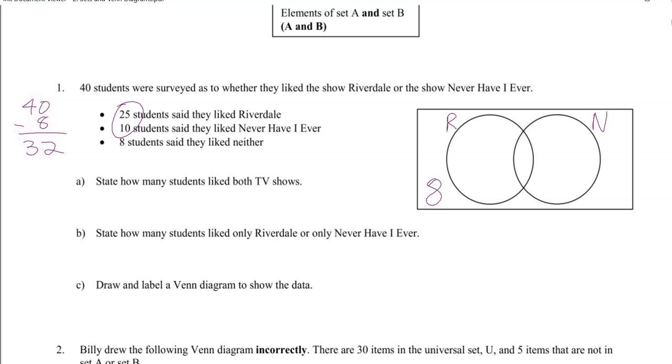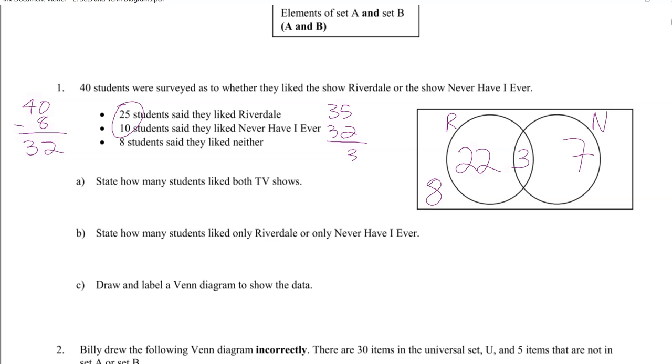It means 3 of them will belong to both. So if we take the 35 students that we have left to put in there, but we say there's only 32 spots for them, then there are 3 that belong to both, that like both Riverdale and Never Have I Ever. Now, inside the Riverdale circle, we need 25. We've got 3, so how many go here? 22, right? Inside Riverdale, we need 25. We've already got 3. Inside Never Have I Ever, we've got 3. So how many go here?